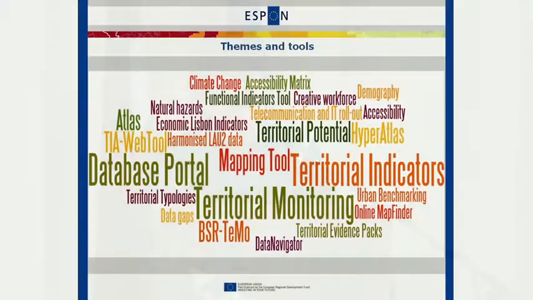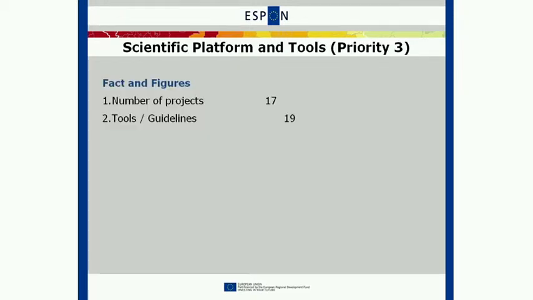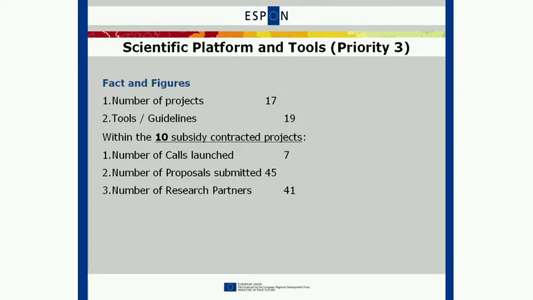And once again, we have an overview here of different themes and tools that we have been working with and producing. It touches upon issues like demography, telecommunication, ICT, territorial potentials, mapping tools, territorial indicators, territorial monitoring, etc. The facts and figures around this particular priority, Priority 3: we have had 17 projects, and we have produced 19 tools or guidelines.